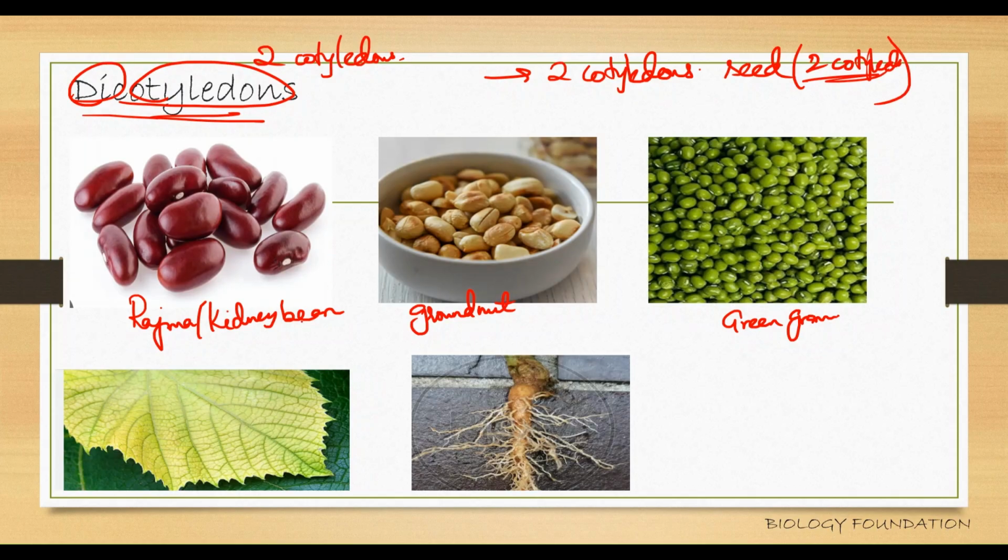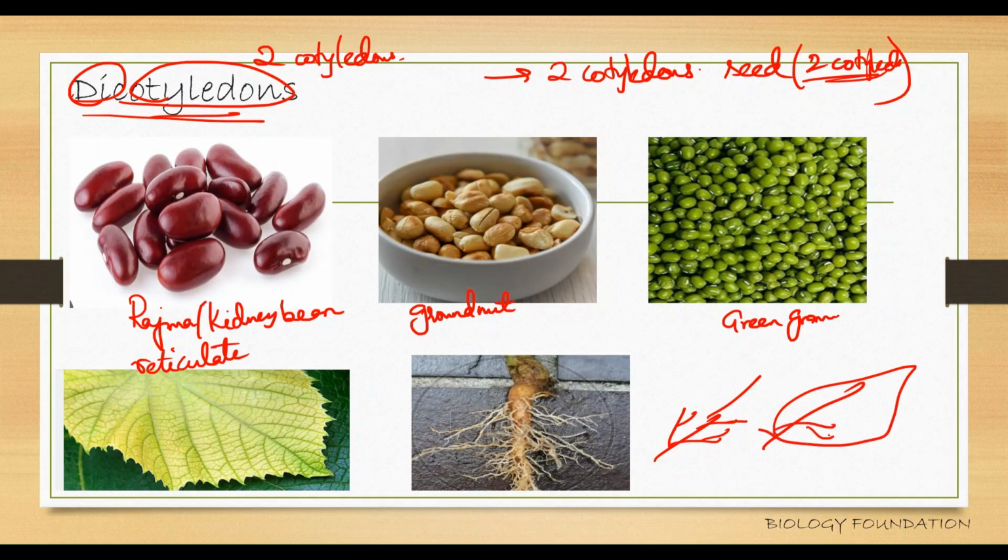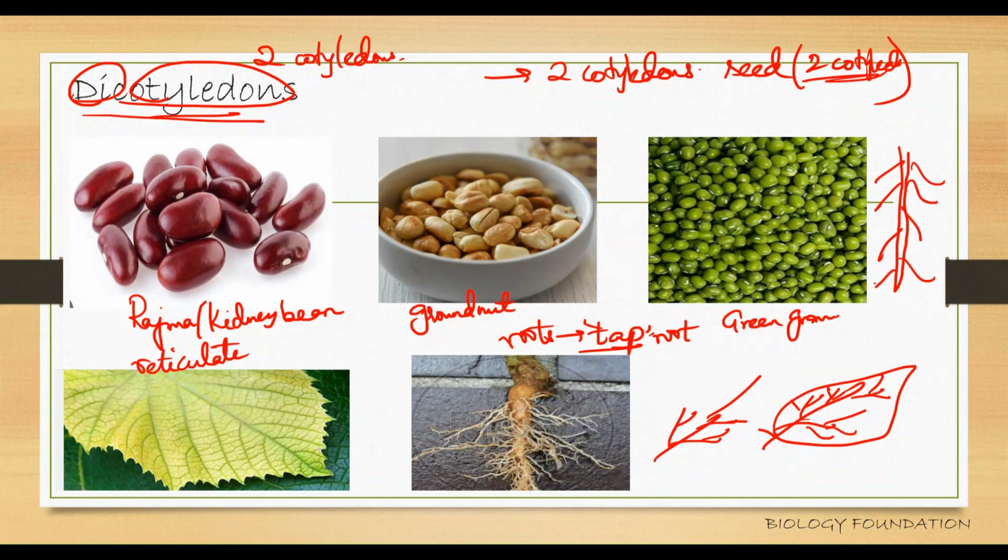And in dicots, most of the dicots, the leaves show reticulate venation. Reticulate venation means, can you see branching like this? That is reticulate venation. For example, if this is the leaf, it shows branching like this. Okay. You can see reticulate venation. And the taproot system is the same. Taproot system means what? You have a single main root. From that root, you can see lateral roots or root hairs developing.